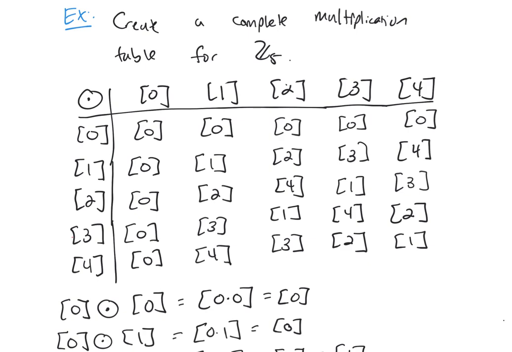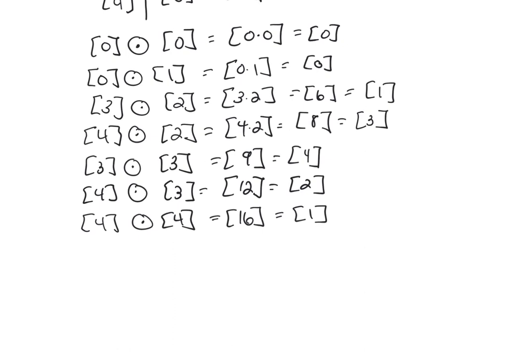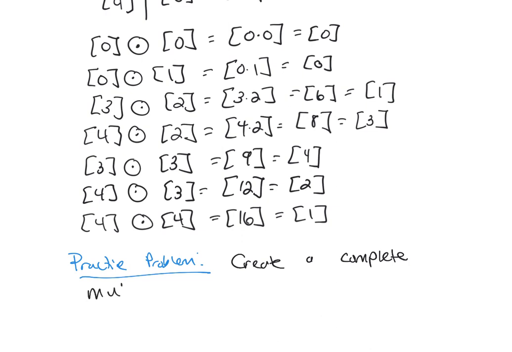So assuming that you're okay with this, you should practice this again on your own. So here's a practice problem. Create a complete multiplication table for Z6. And again, that would be in your textbook in section 2.2.